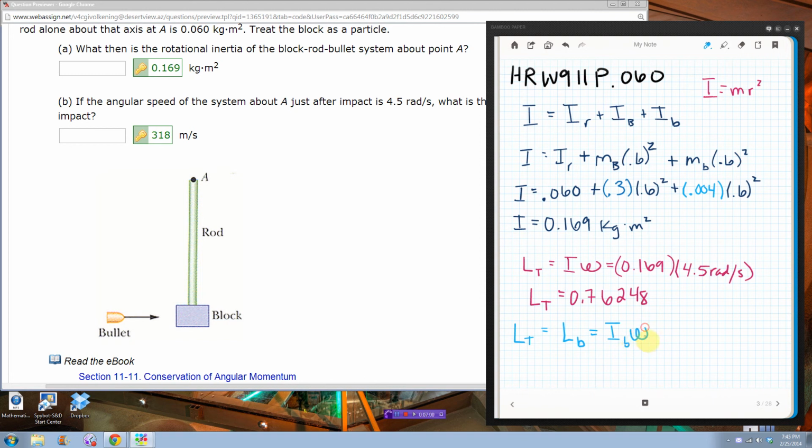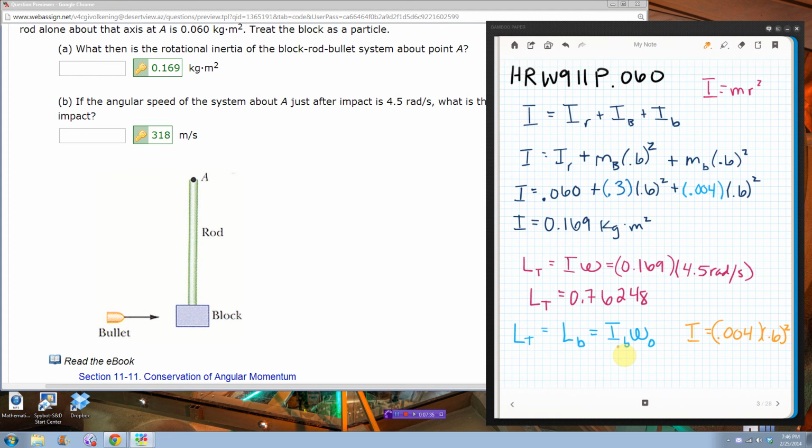Just the angular momentum of the bullet before the collision, which is the rotational inertia of the bullet times the initial angular velocity of the bullet. So the bullet, we're assuming, is immediately right before it hits the block. So it's like right here. Can you see where our mouse is? Right there. So I still have that same mass at that same radius. So I of the bullet is still what it was in the last section. Okay. So that was 0.004 times 0.6 squared.